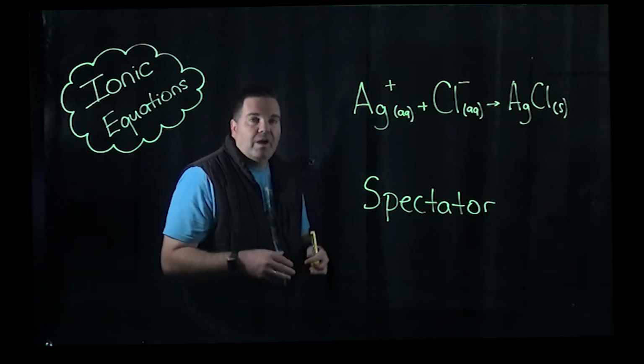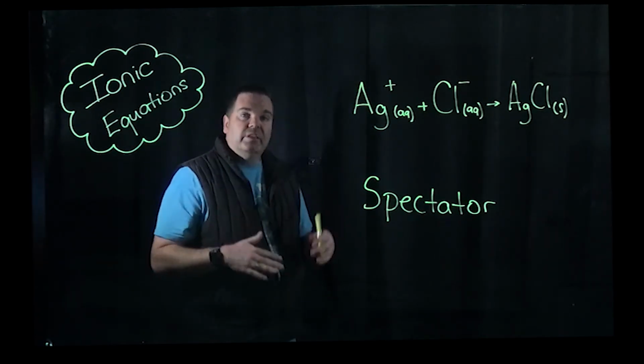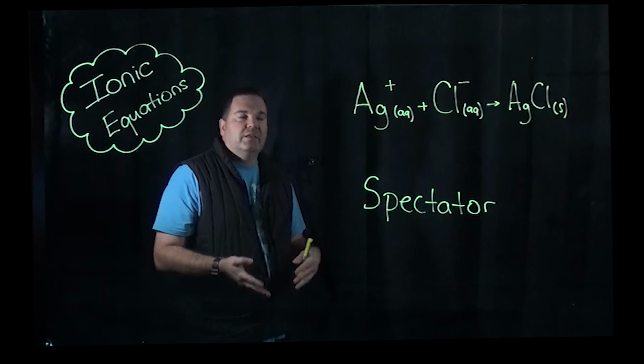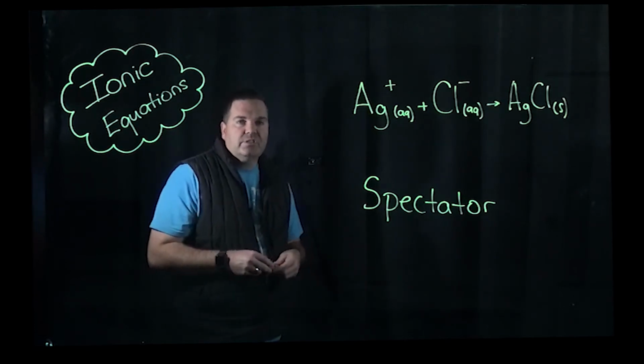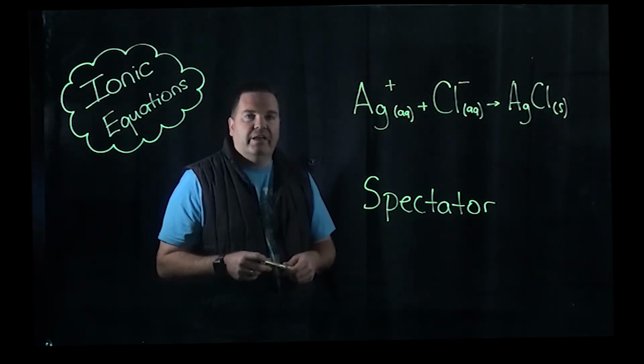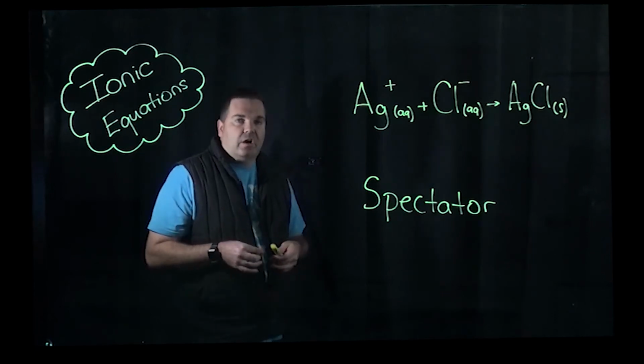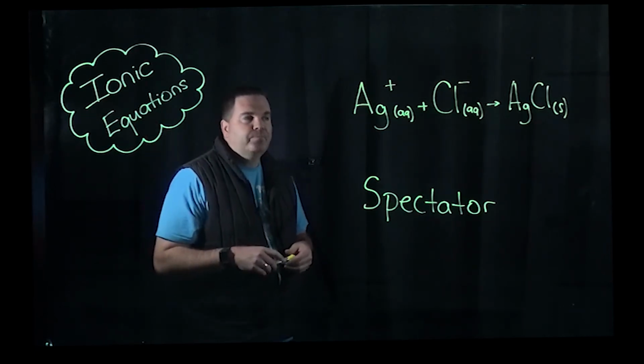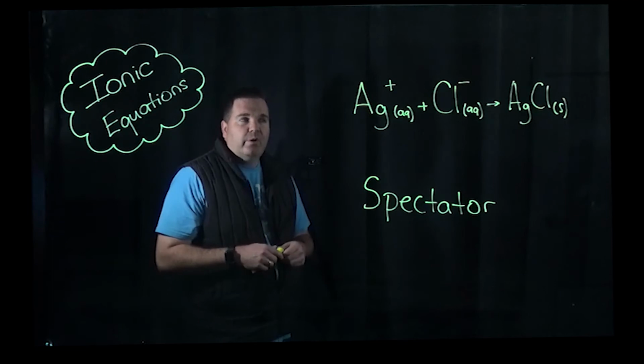Spectator ions are ones that are involved in the reaction, but they're not directly involved in either the precipitation or what we're really interested in. So it doesn't really matter what they are. So we leave spectator ions out of ionic equations. So precipitation reactions is one where we use ionic equations.